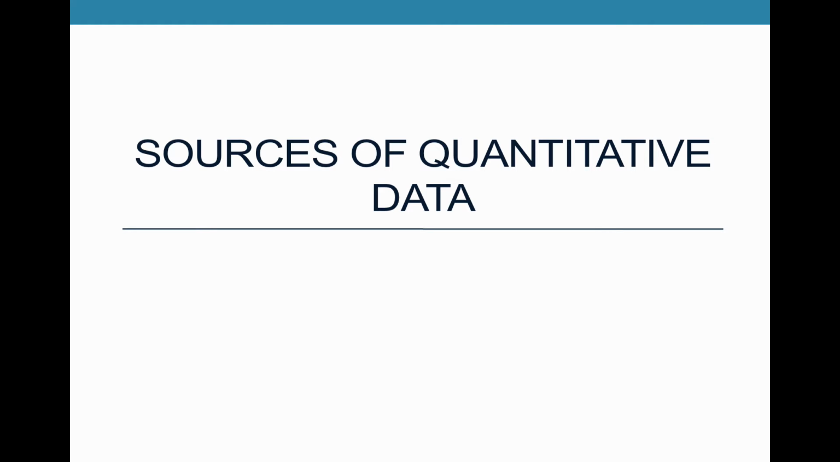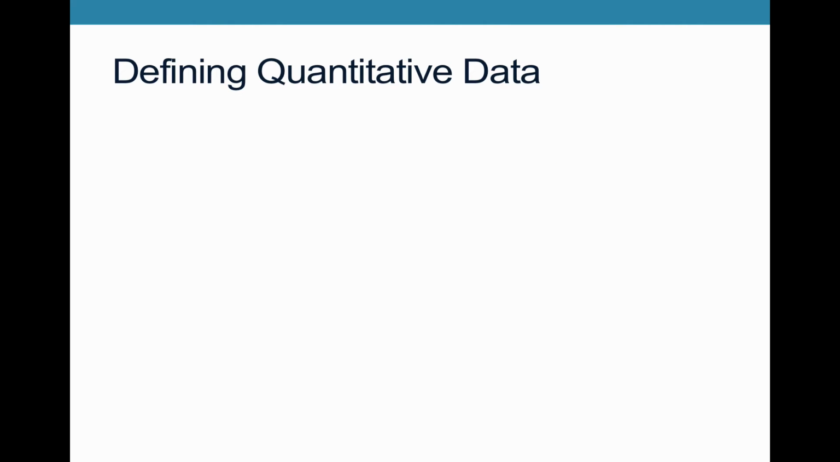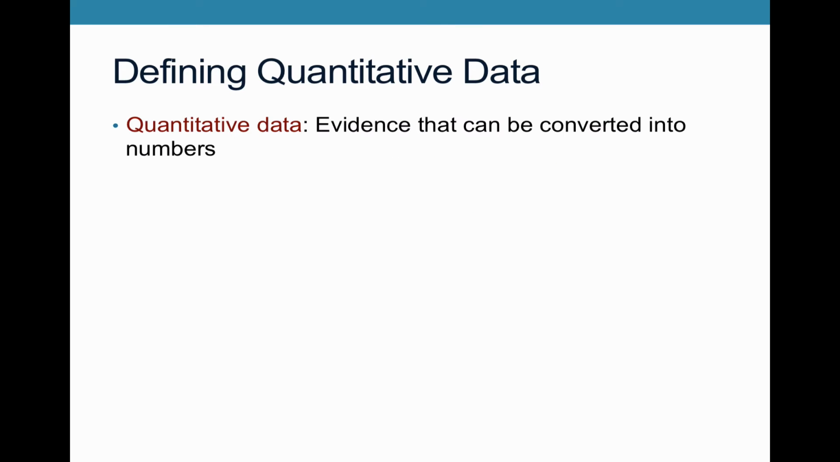In this lecture, I'm going to define what quantitative data is and talk through some different types of quantitative data that we might use in political science studies. So, what is quantitative data? Quantitative data is evidence that could be converted into numbers, that we can quantify, that we can put into a spreadsheet, that we can turn into a data set observation.